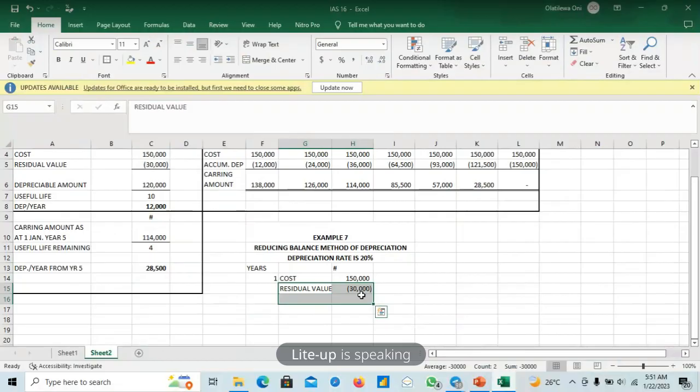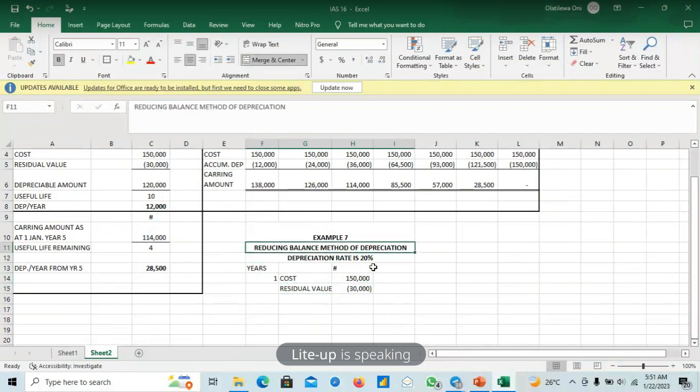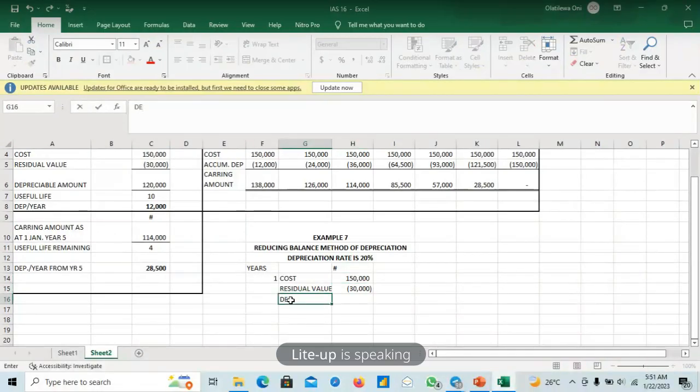Now let me explain for the straight line method: once you say cost minus residual value, you divide the rest by the number of years so that the charge is evenly given. But for this reducing balance method of depreciation, even though we are given the residual value, we are going to be charging our depreciation on the opening balance, which is the cost. The depreciation rate, according to what we assumed, is 20%. The requirement is to compute the depreciation charges for the years.